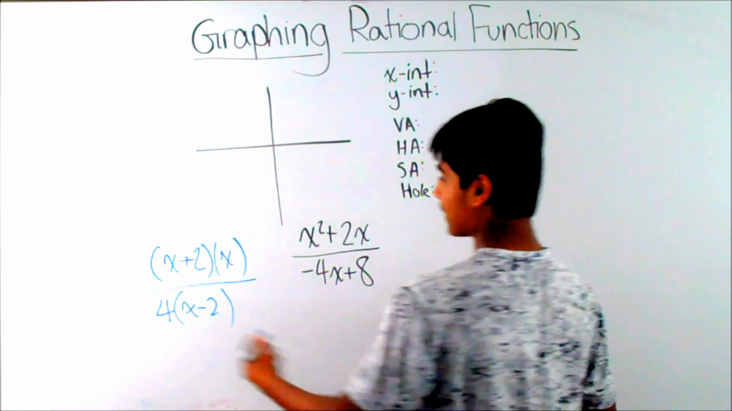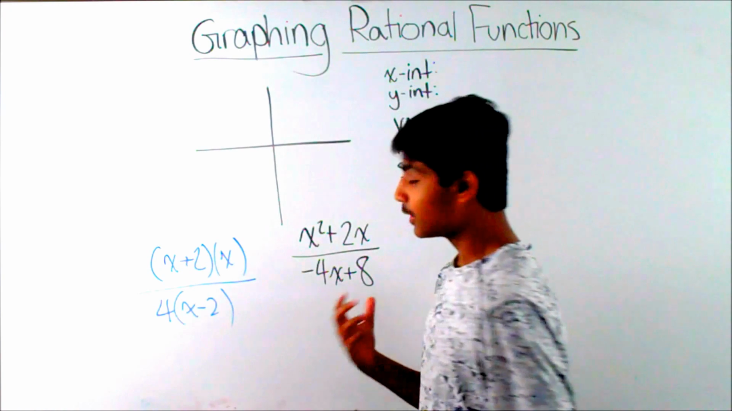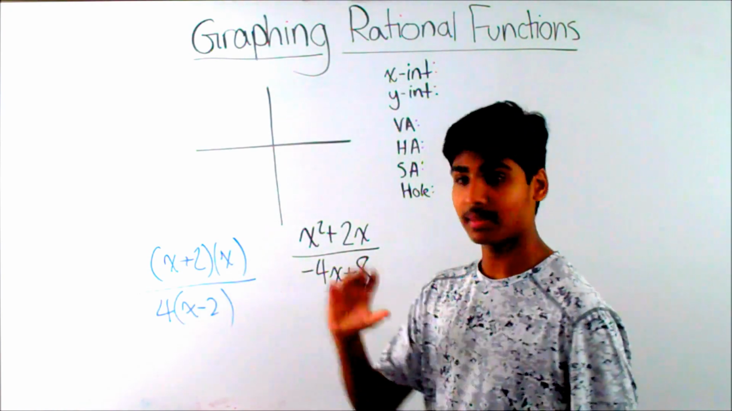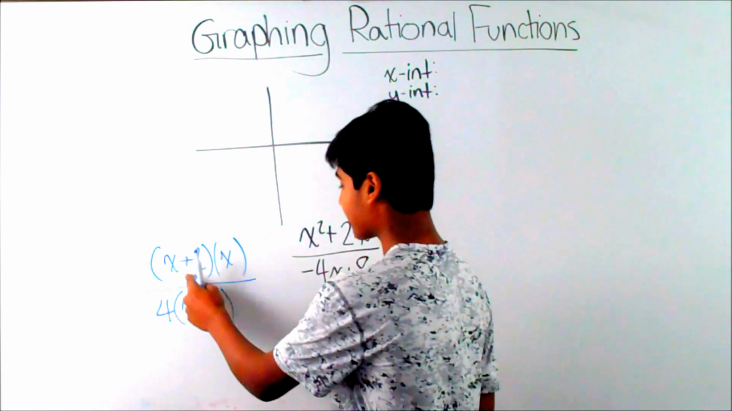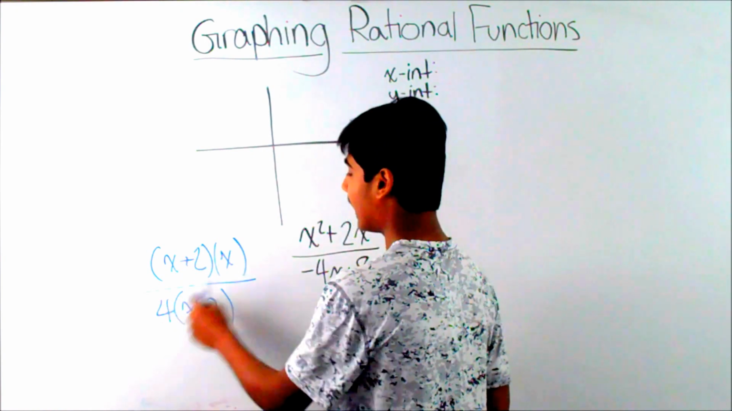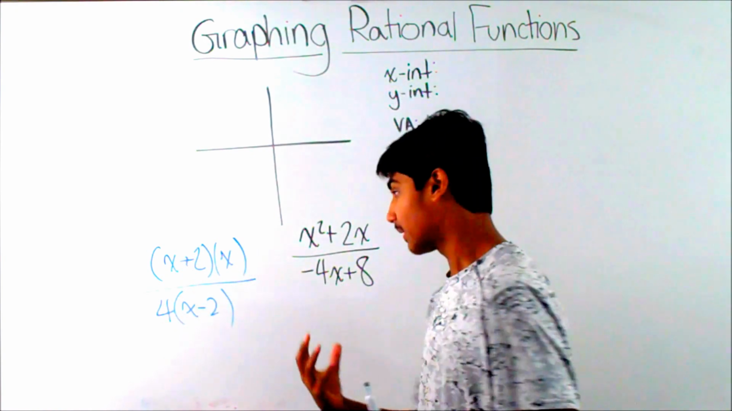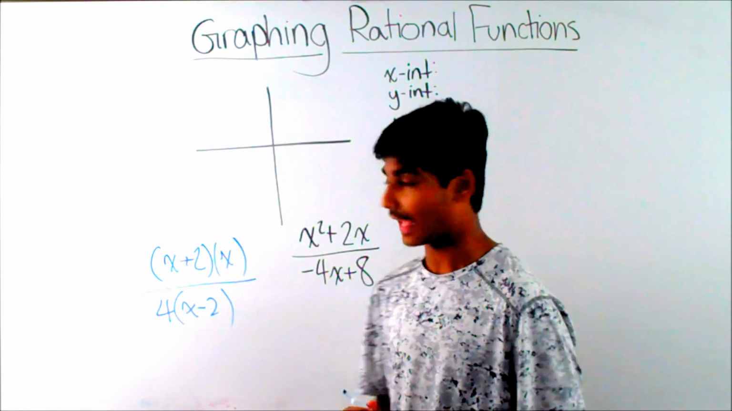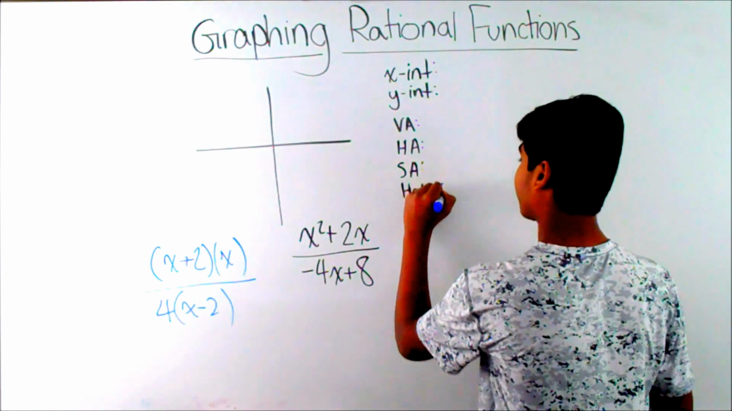So, as we can see, there are no holes, because in order for you to have a hole, you have to have the same factor on the top and the bottom. We have x plus 2 and x minus 2 and 4 and x, but we don't have x plus 2 over x plus 2 or something like that. So we would just say none for the holes.